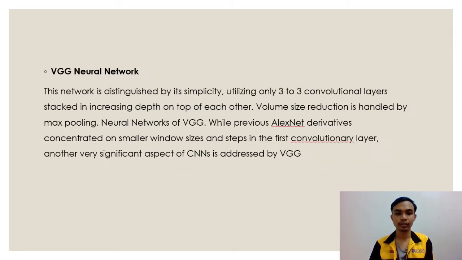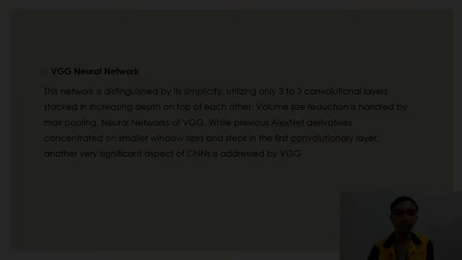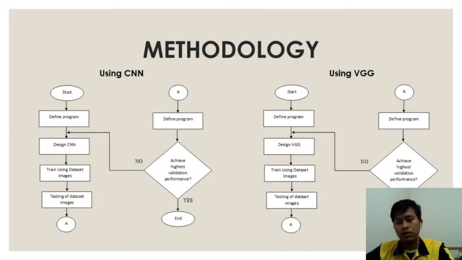So next is the VGG neural network. This network is distinguished by its simplicity, utilizing only 3 by 3 convolution layers stacked in increasing depth on top of each other. The volume size reduction is handled by the max pooling of VGG, while the previous AlexNet used a larger window size and stride in the first convolution layer, another very significant aspect of CNN addressed by VGG.